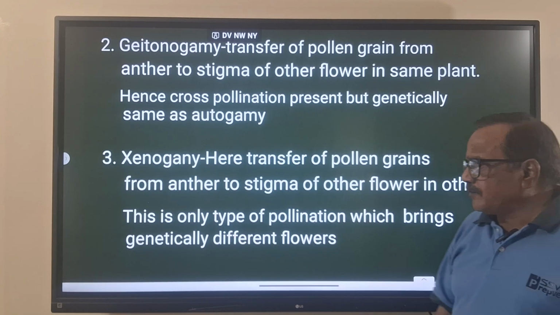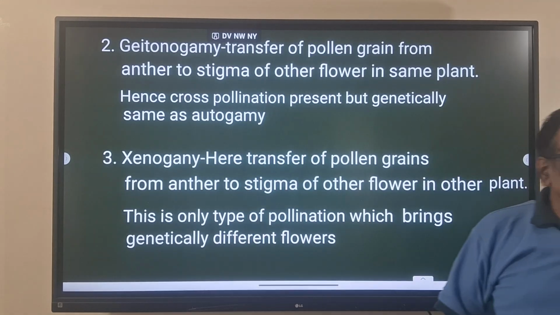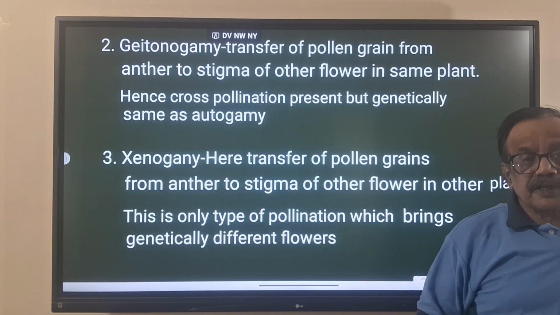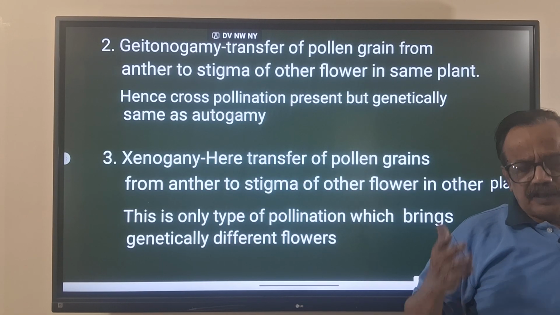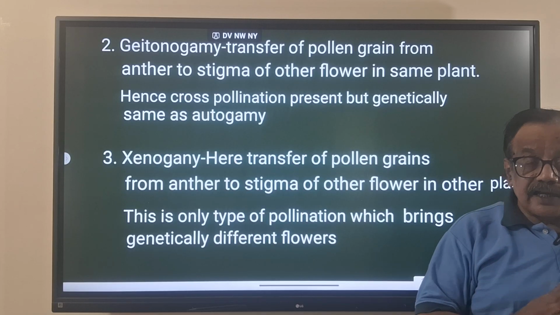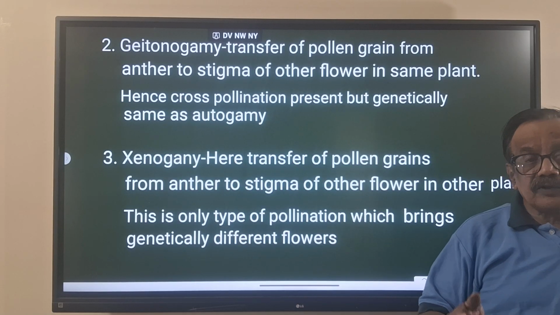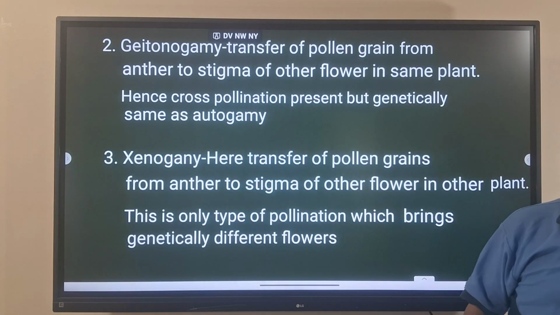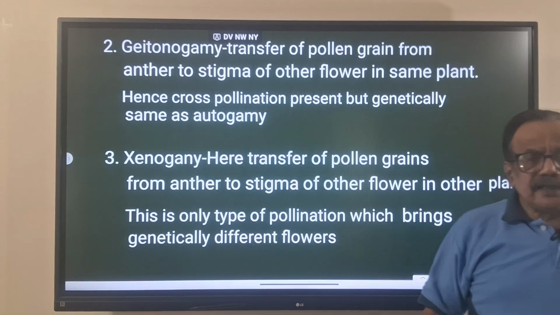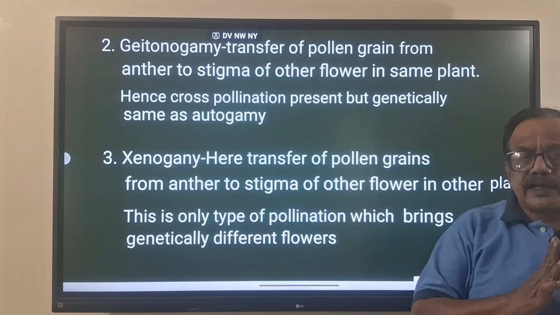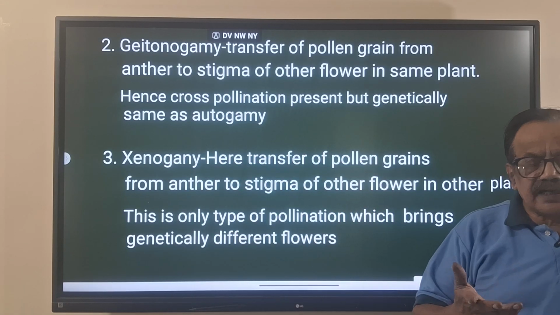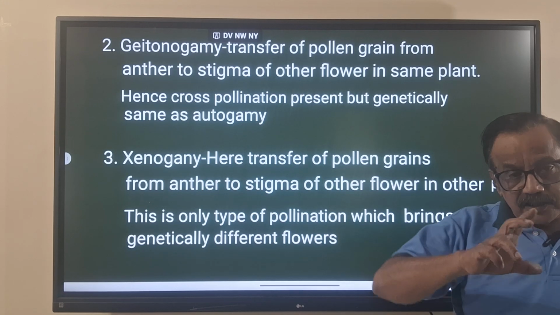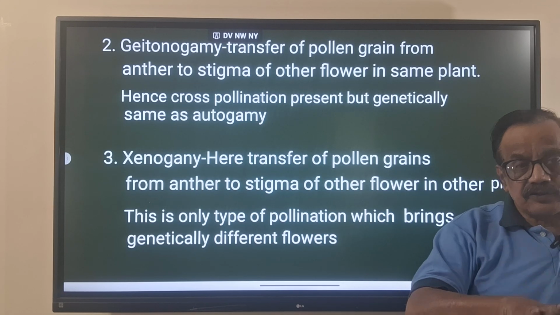Next is Geitonogamy. He asked if the pollen grain is reaching the stigma of another flower which is present on the same plant. That was in 2022. You can read many books, but you won't get the direct bits, because the paper setter creates questions creatively, but you should know the concept.